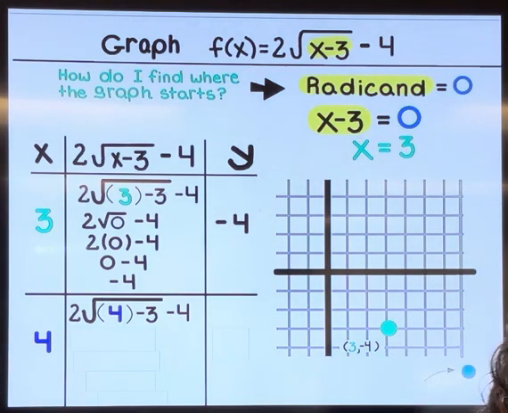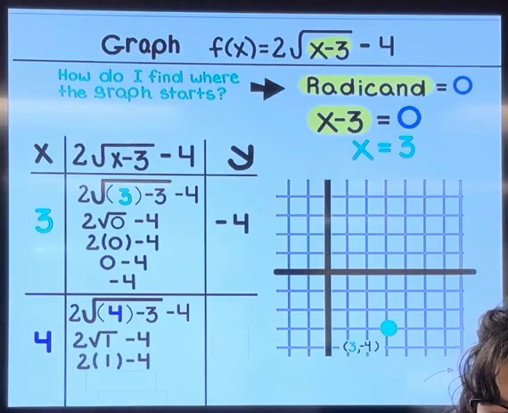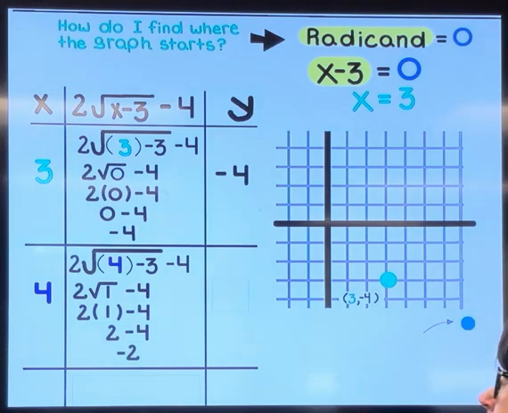So simplifying, 4 minus 3 is 1. The square root of 1 is 1. 2 multiplied by 1 is 2, and 2 minus 4 is negative 2. So I plugged in 4, I got out negative 2. So let me plot that point. Okay, so I go right 4: 1, 2, 3, 4, down 2.